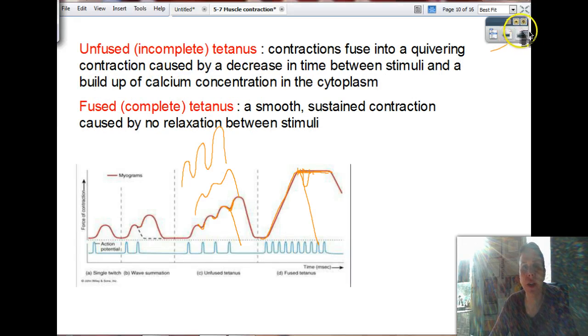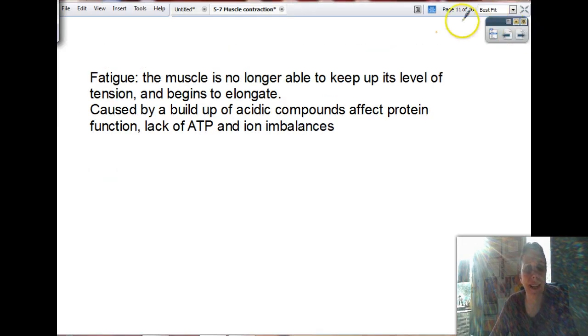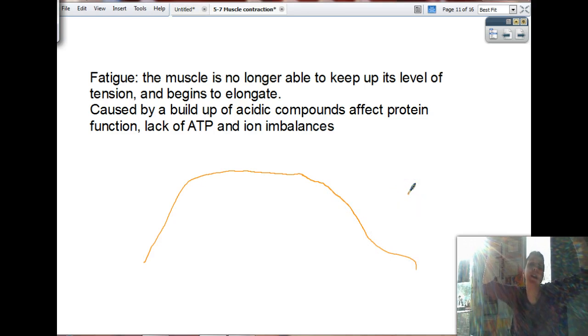Okay. So the next one is fatigue. Fatigue is what happens when the muscle's no longer able to keep up its tension. So it's going up and it's fused, but then your muscle is just like, I'm trying, I can't do it, and then it gives up. So you're lifting weights, and then after a while, you're like, nope, ain't happening, I'm done.